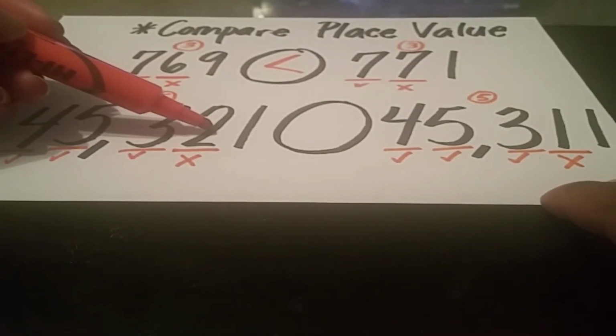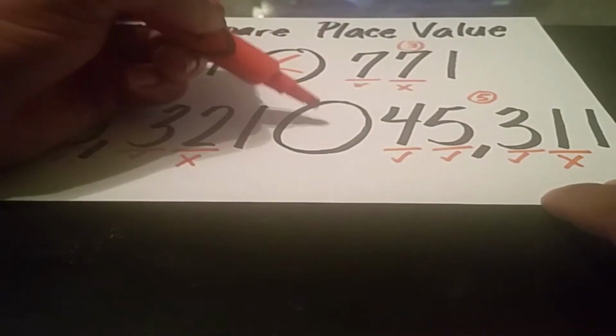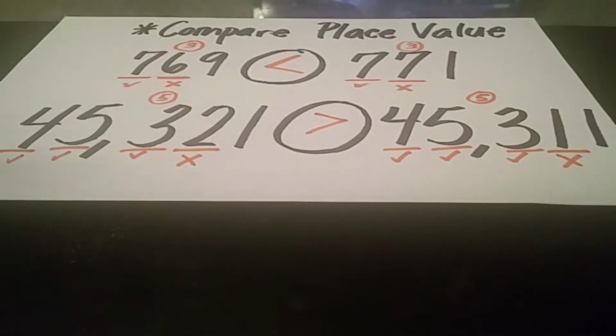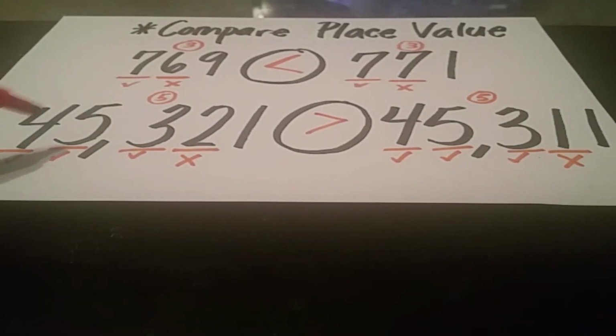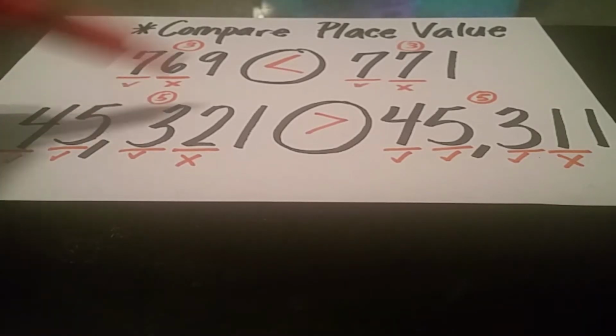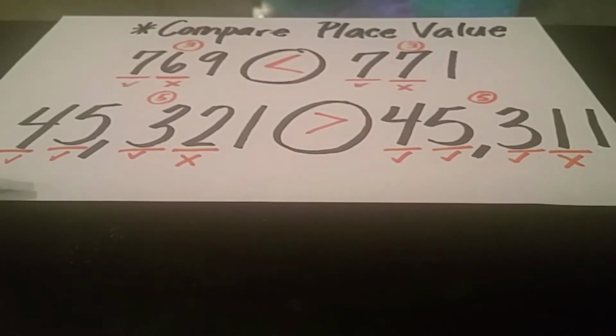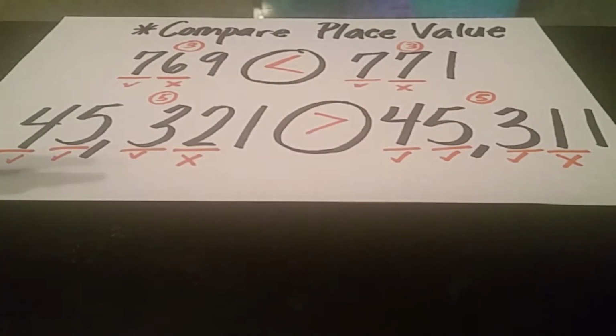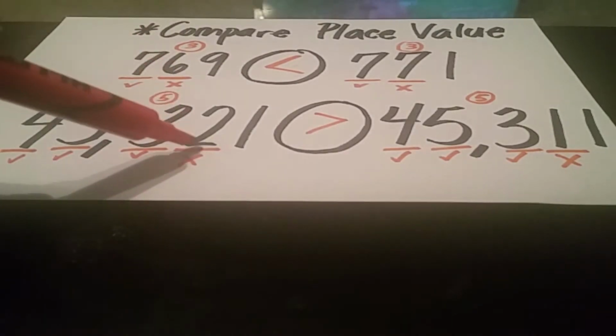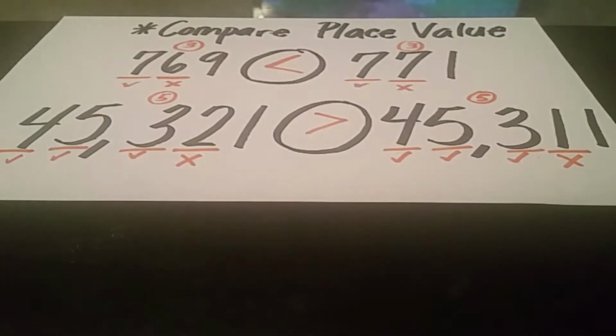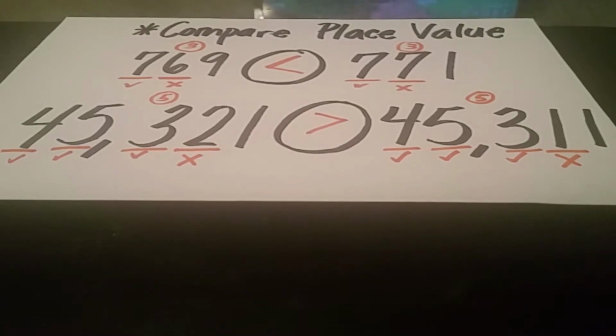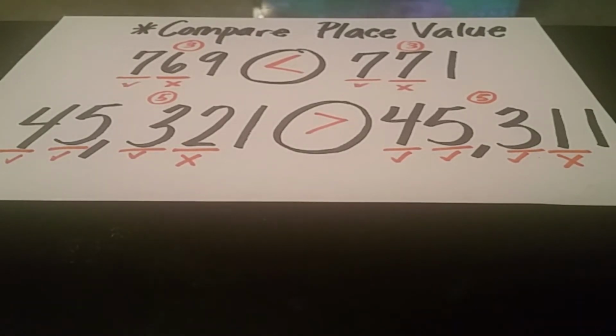Now I compare the two numbers. 2 is greater than 1. So I know the alligator wants to eat the larger number. So I know 45,321 is larger than 45,311. And I just simply counted my digits first, came up with 5 and 5. Then I compared my place values. We have a 4 and a 4, 5 and a 5, 3 and a 3, but then we have a 2 and a 1, which gives us two different numbers. Now we can do our comparing.